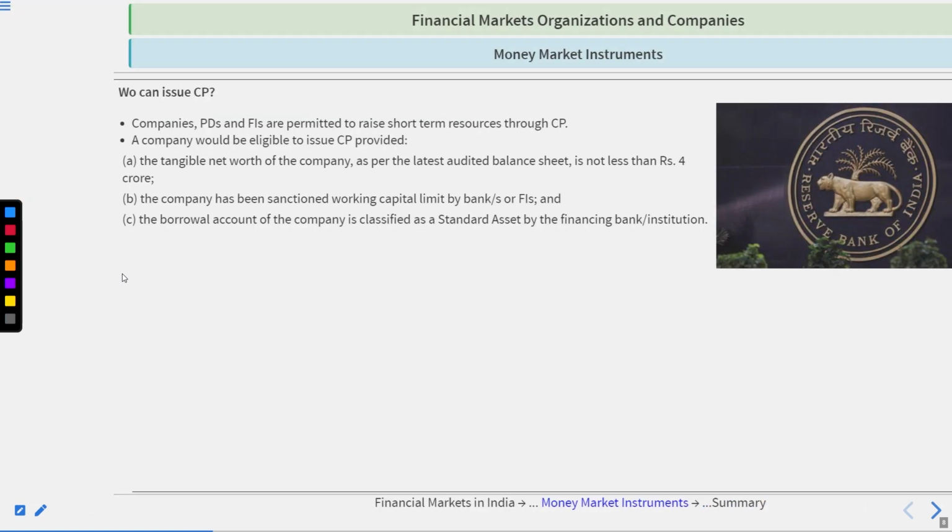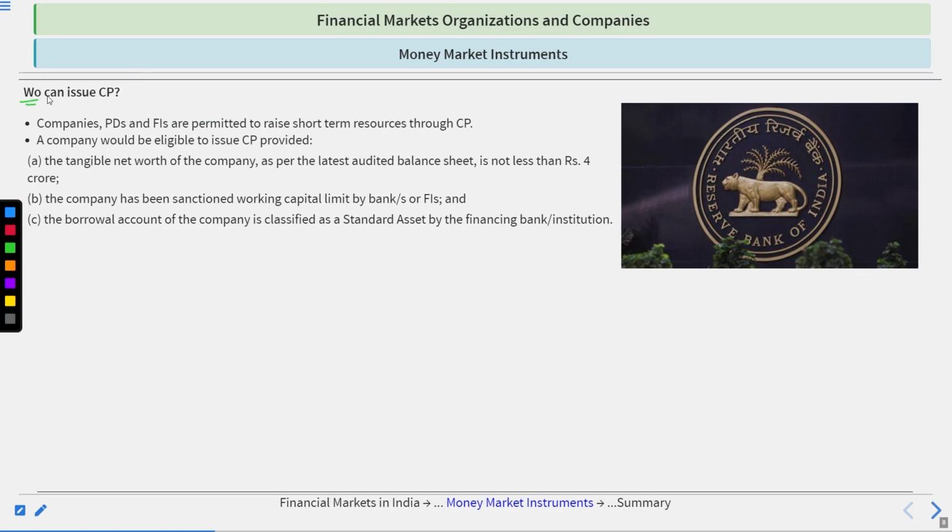So now the question is, who could issue the CP? Companies, primary dealers, and financial institutions. They are permitted to raise short-term resources through commercial papers.